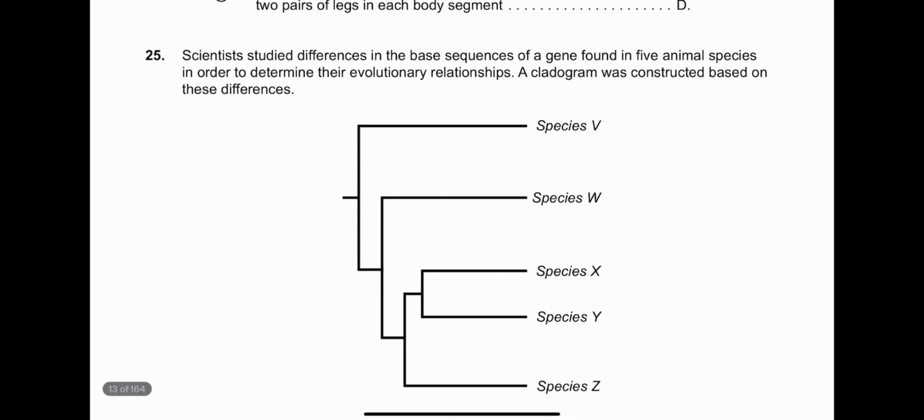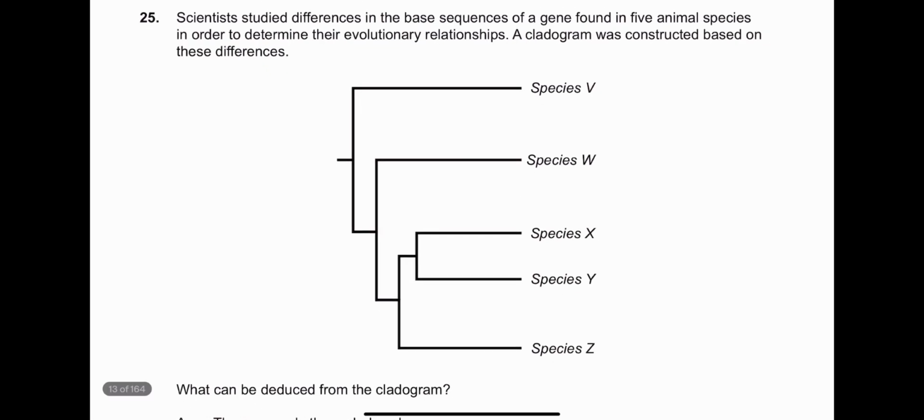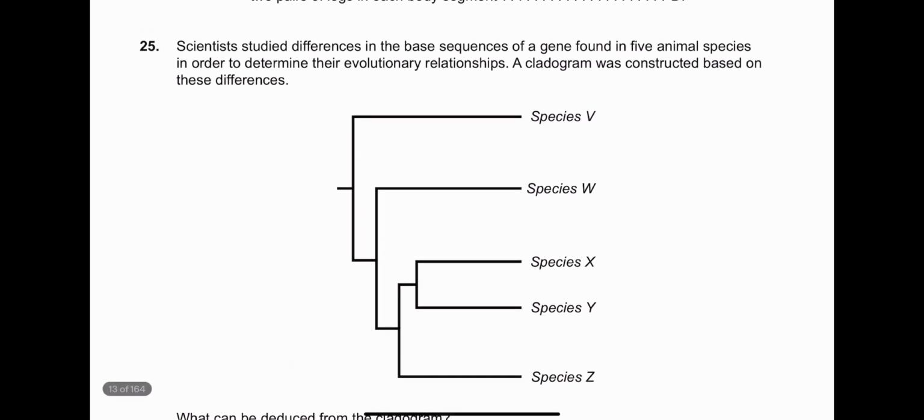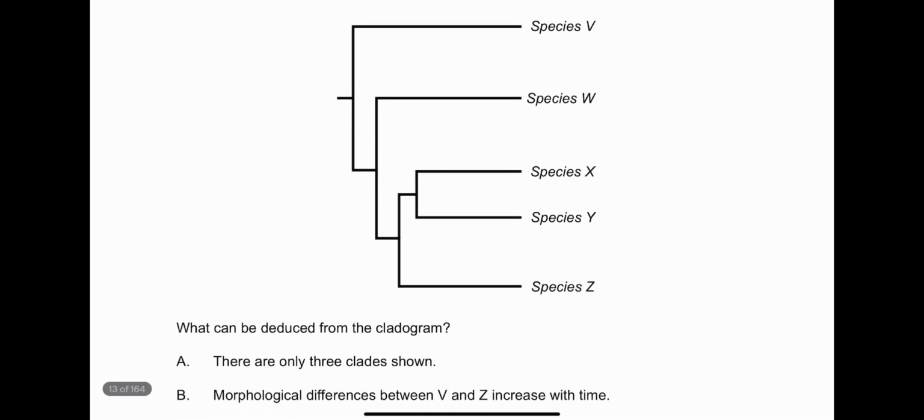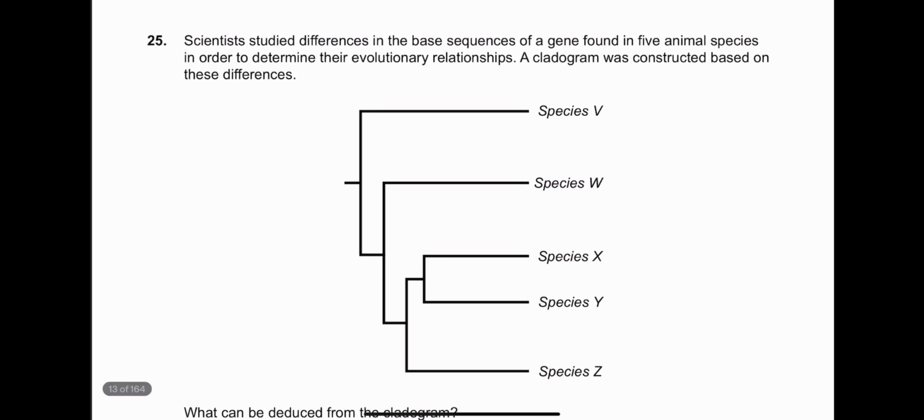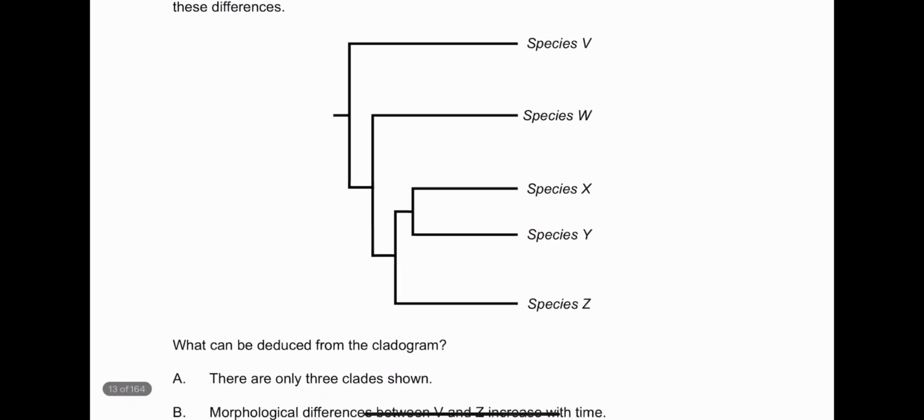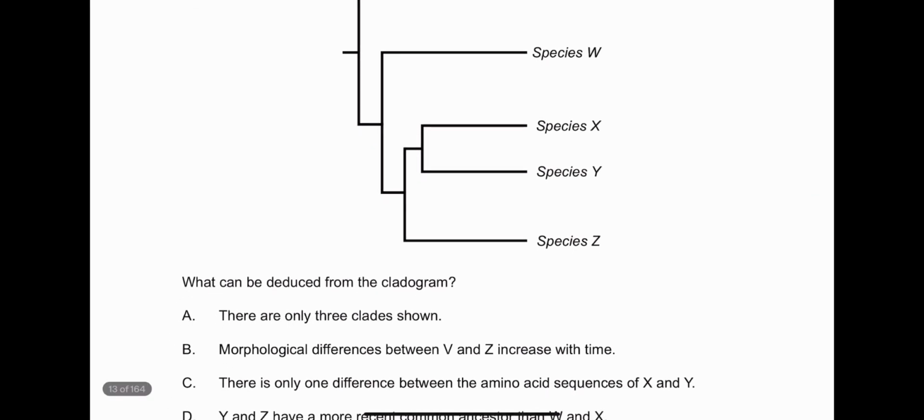Interesting. Okay, question 25. Scientists study differences in the base sequences of a gene found in 5 animal species in order to determine their evolutionary relationships. A cladogram was constructed based on these differences. What can be deduced from this cladogram? So we can see our cladogram here. Species of Phi seems to be branching from there. Okay, so what can be deduced?